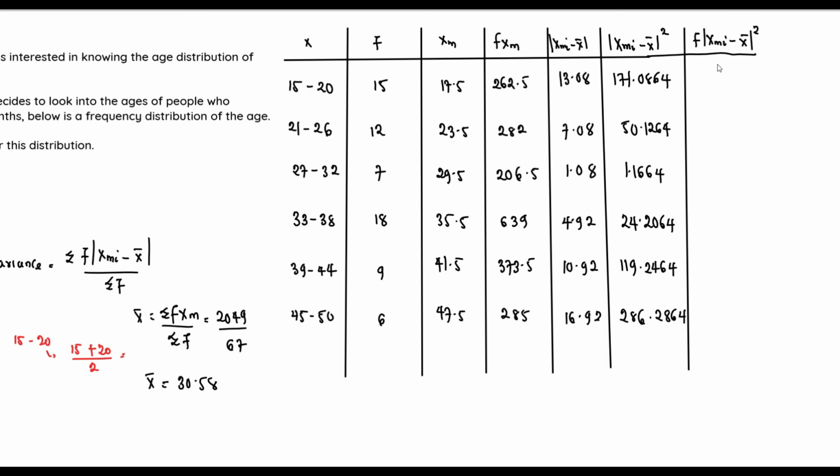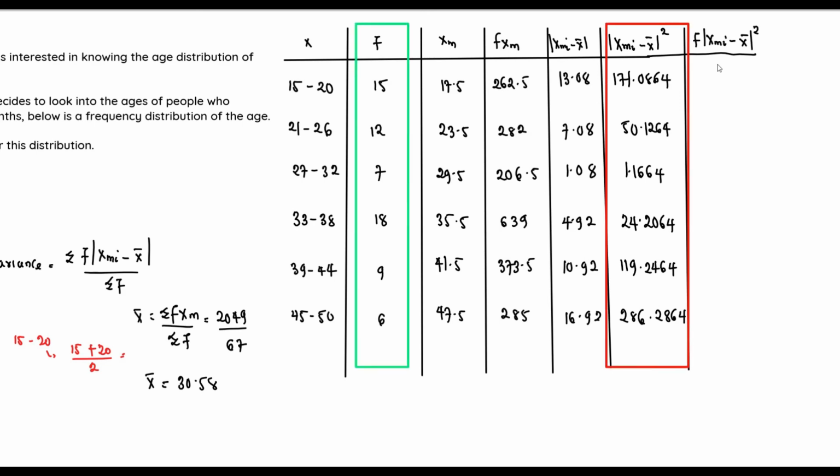So the next step is to multiply the frequency with the square of the modulus of deviation. That's 15 times 171.0864, and we have our answer to be 2566.296. We have 12 times 50.1264, and that is 601.5168. We also do that for the rest.